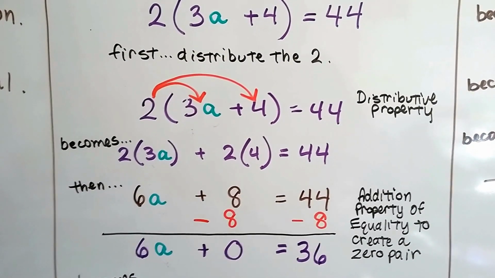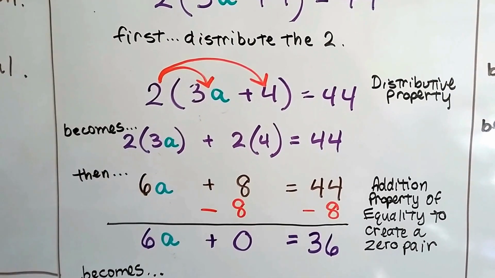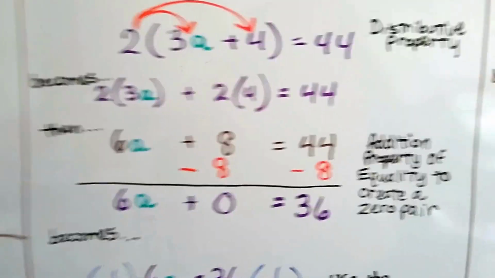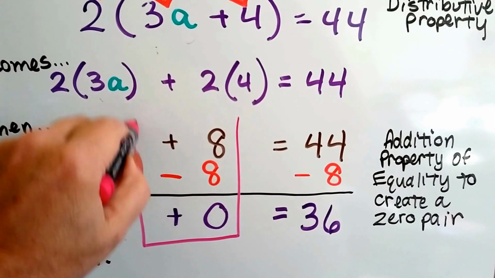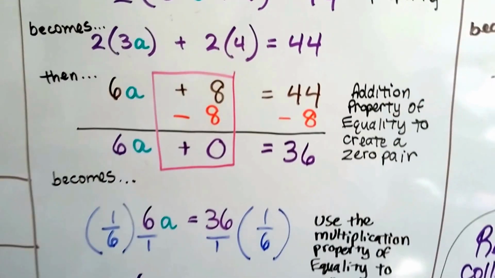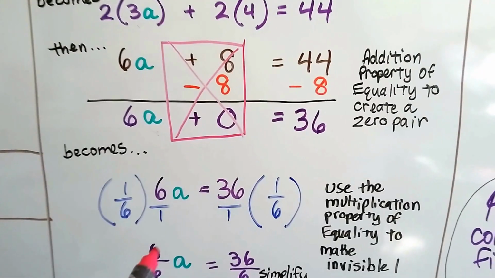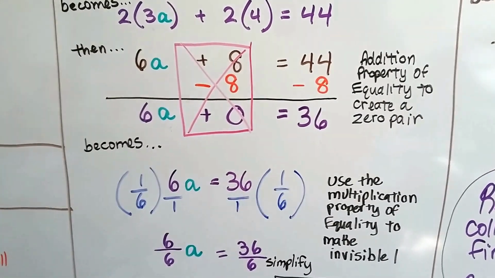Now we can use that addition property of equality to create a 0 pair. And the plus 8 minus 8 creates our 0 pair right here, doesn't it? And now, because these canceled themselves out, all we've got is 6a equals 36.